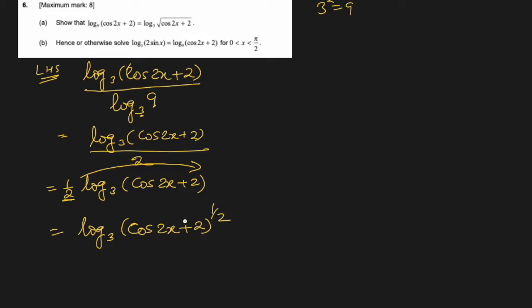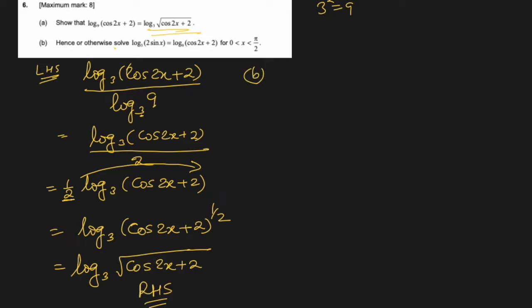The coefficient became the exponent. Now power half means a square root. So we can write this as log base 3 of the square root of cos 2x plus 2. And this is the RHS. This is what they wanted us to show. Alright, B part.